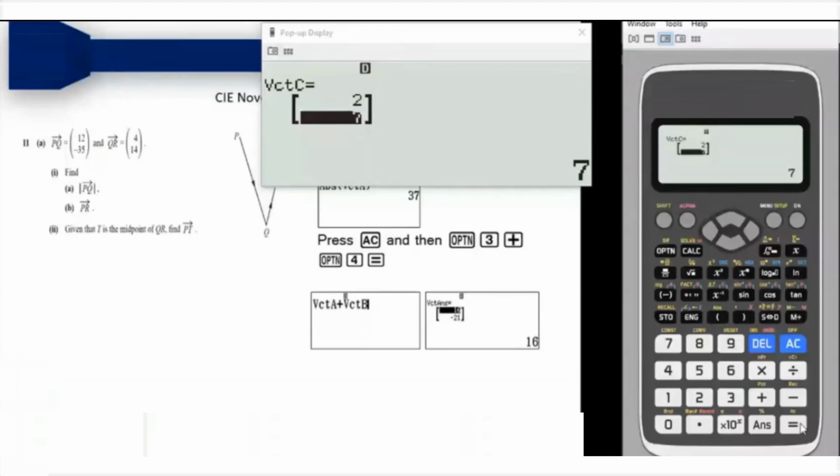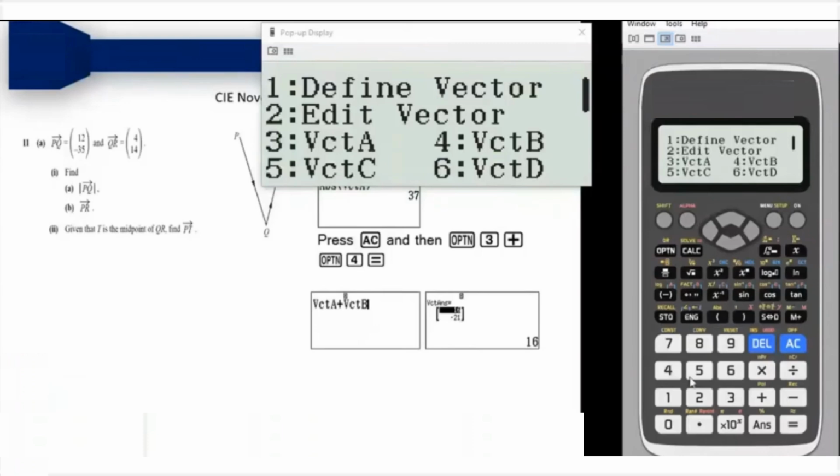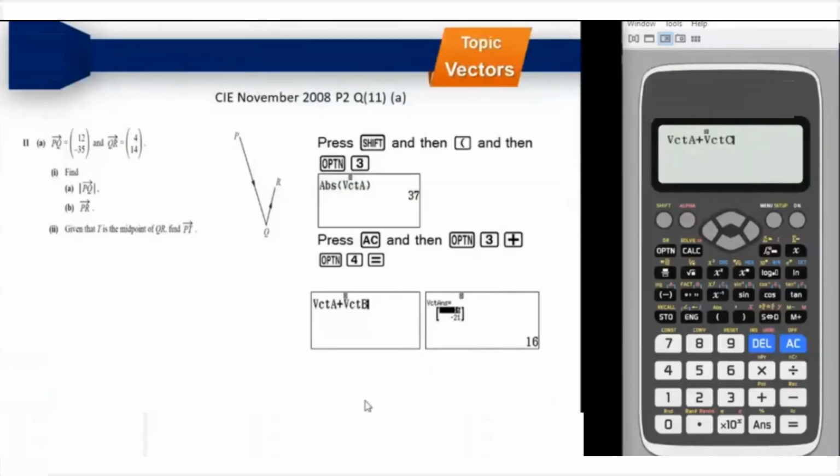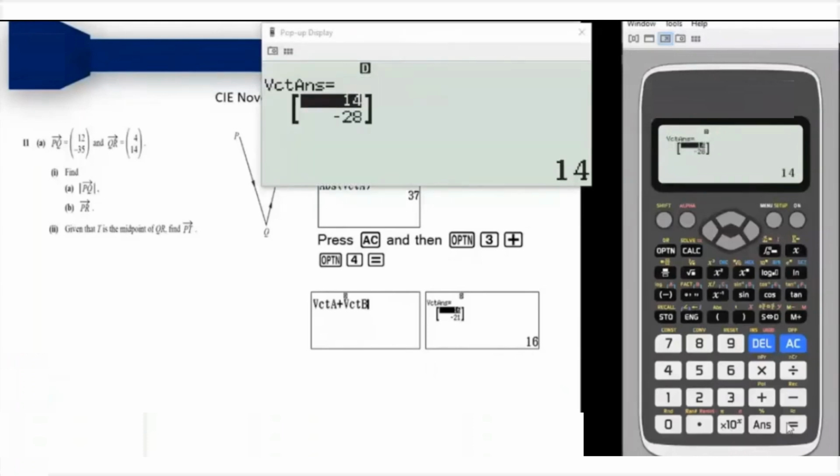Now I need to find vector PT, and as per head to tail rule, I will move from P to Q and then from Q to T, PQ plus QT. QT is defined on your screens as 2, 7, which is vector C. So basically to find vector PT, I need to add vector A, which is option 3, plus vector C, which is option 5. So vector A plus vector C is 14 and minus 28. So PT is 14 and minus 28.